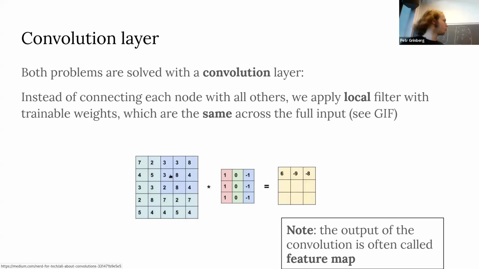And if we move this filter from this position to this position, we will again calculate the weighted sum, and we will get -9 as the GIF suggests. Okay? Questions?